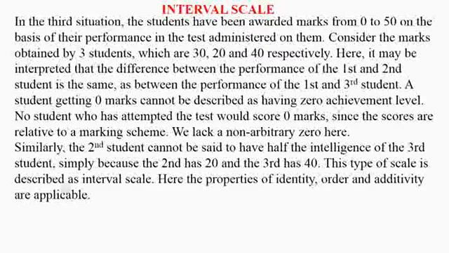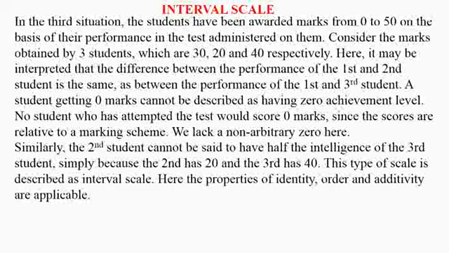So consider the marks obtained by 3 students. We're told that the 3 students are given 30, 20, and 40 respectively. Here, it may be interpreted that the difference between the performance of the first, that is, the person with a score of 30, and the second, which is 10, is the same as the difference between the performance of the first and the third student. That may be the possible interpretation.